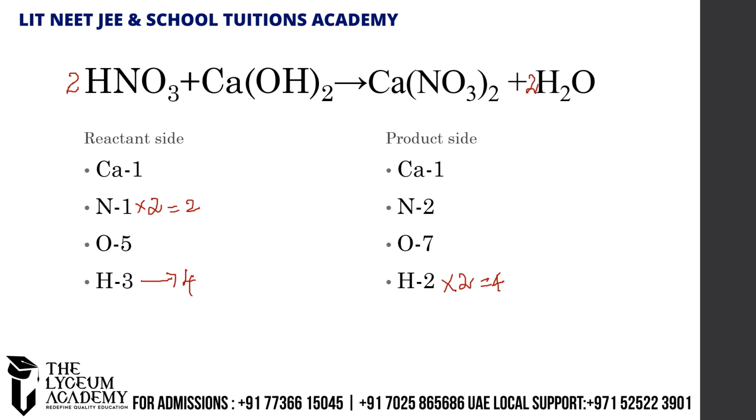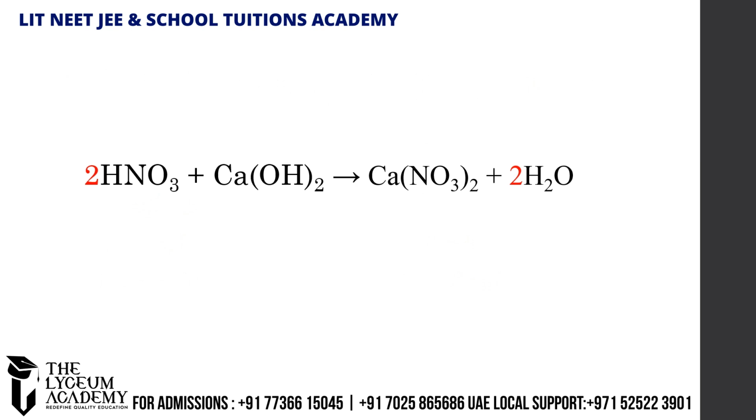Then next, we move on to balancing oxygen. By checking the number of oxygens, here 2 into 3 is 6, 6 plus 2 is 8, so the 5 becomes 8. On the product side, 3 into 2 is 6, plus 2 is 8. So all the coefficients are set and the number of atoms of each element on the reactant side and product side are equal. So the equation is balanced. Hence, the final equation is 2HNO3 plus Ca(OH)2 gives Ca(NO3)2 plus 2H2O.